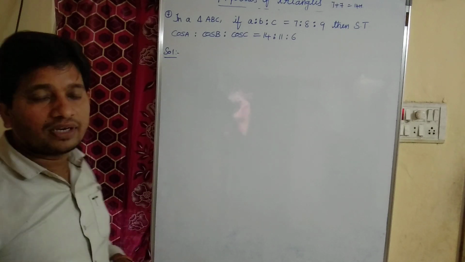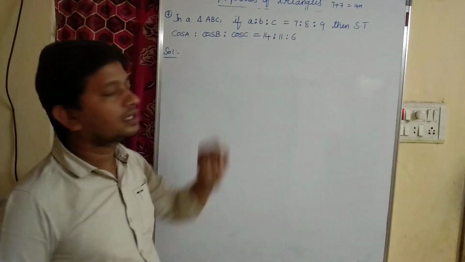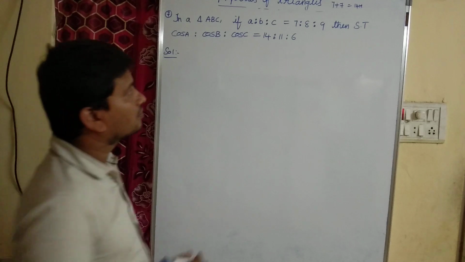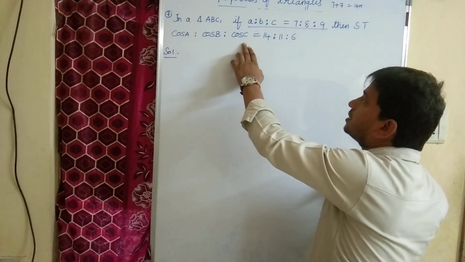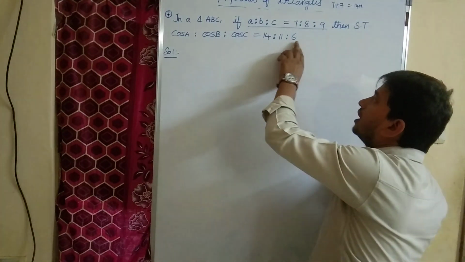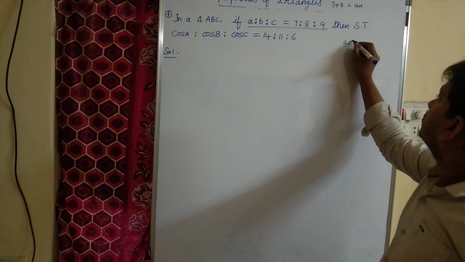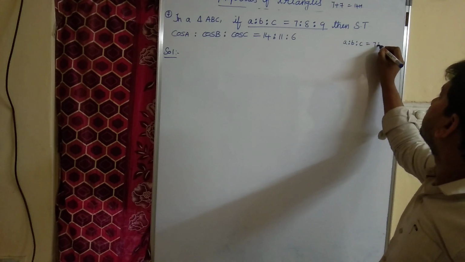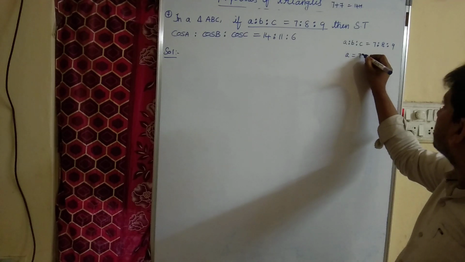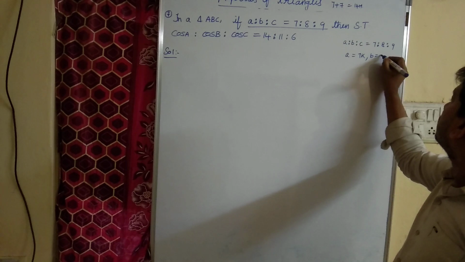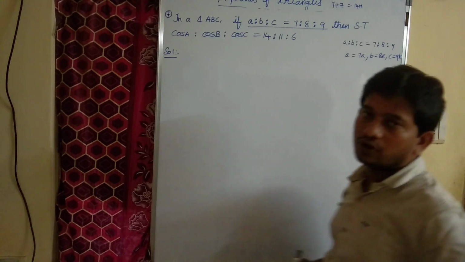Now coming to problem number 7. In a triangle ABC, if A : B : C is given as 7 : 8 : 9, then show that cos A : cos B : cos C is equal to 14 : 11 : 6. So A : B : C is given as 7 : 8 : 9. Let a equal to 7k, b equal to 8k and c equal to 9k, where k is a constant.